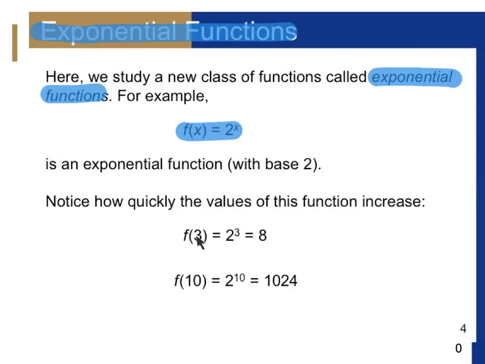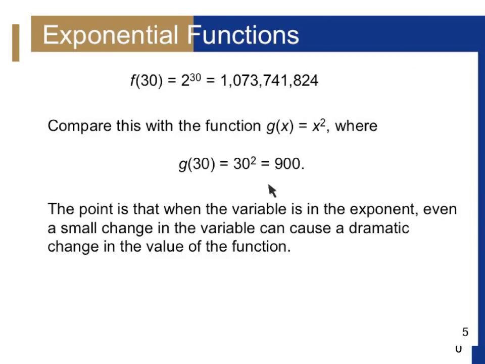When x is 3, we have 8. When x is 10, we have 1024. So this grows really fast. And when x is 30, we have 2 to the 30th power, which is 1,073,000,000, etc. If we look at x squared and look at 30, 30 squared is just 900. So at first it looks like x squared, but it grows super fast once you get to larger values of x.